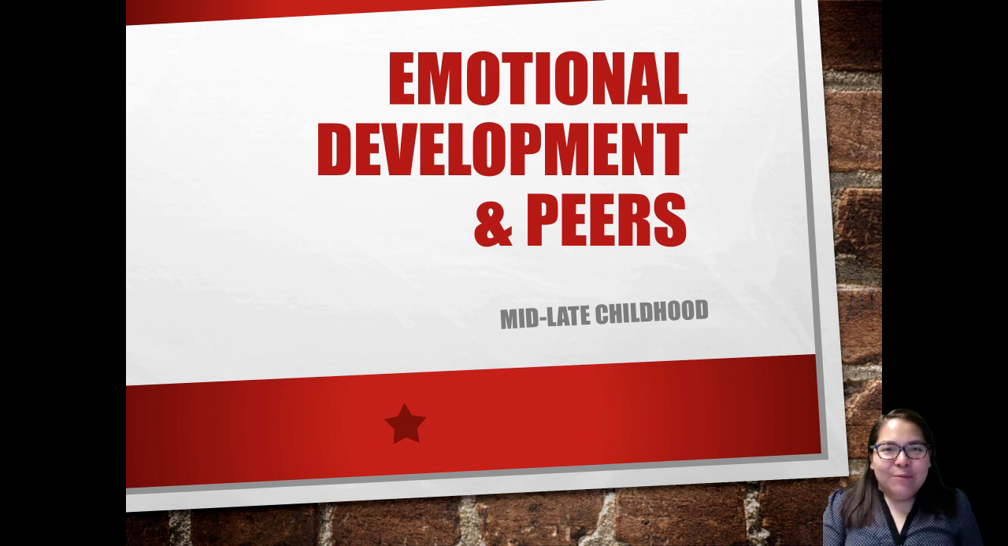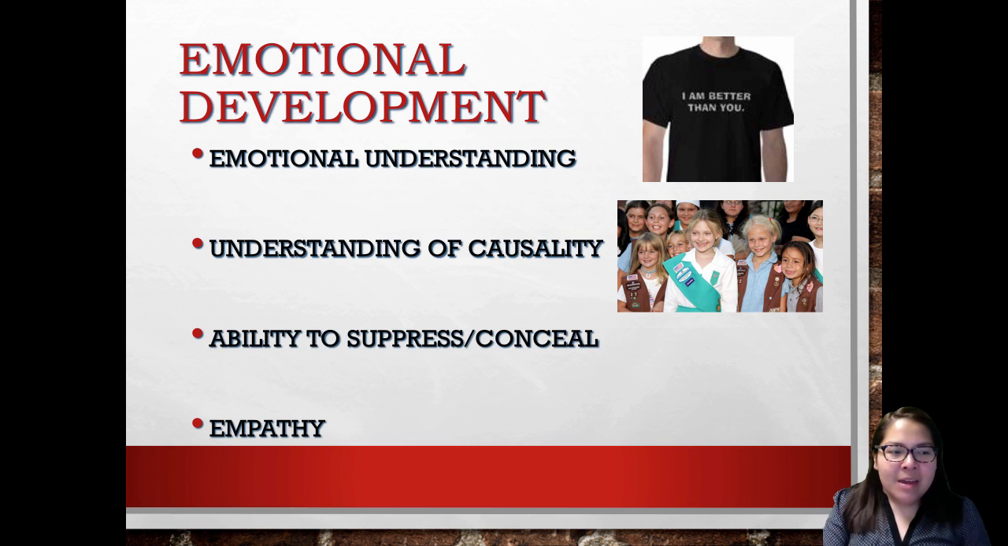Hello everyone, today we will be talking about emotional development in peers in mid to late childhood. To start off with, in mid childhood we are talking about 7 to about 11-year-old children. So they're continuing to develop their emotional understanding and having the ability to understand complex emotions like pride or shame.